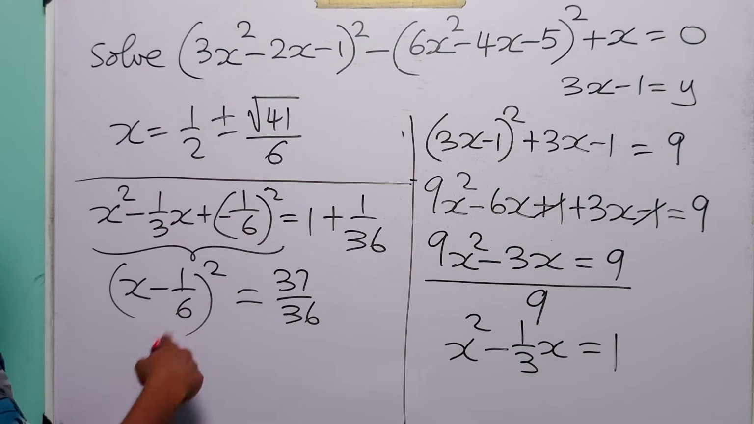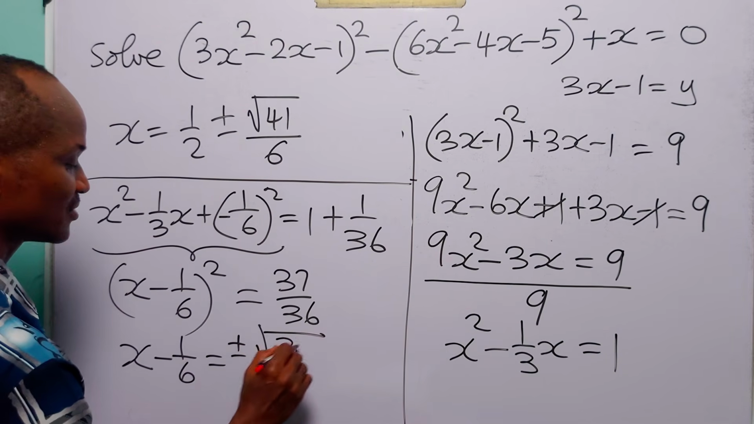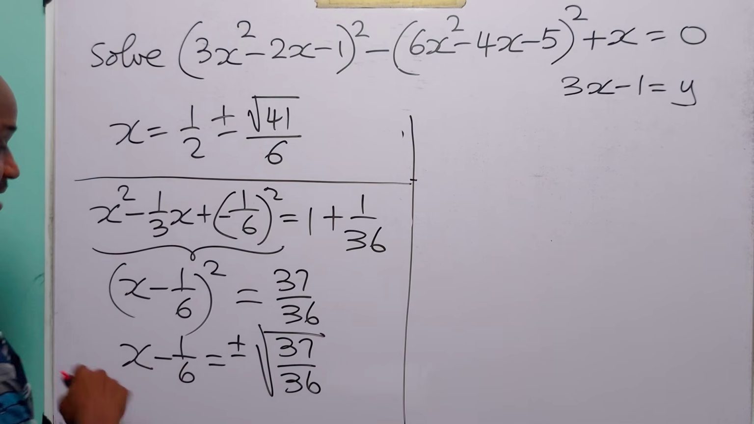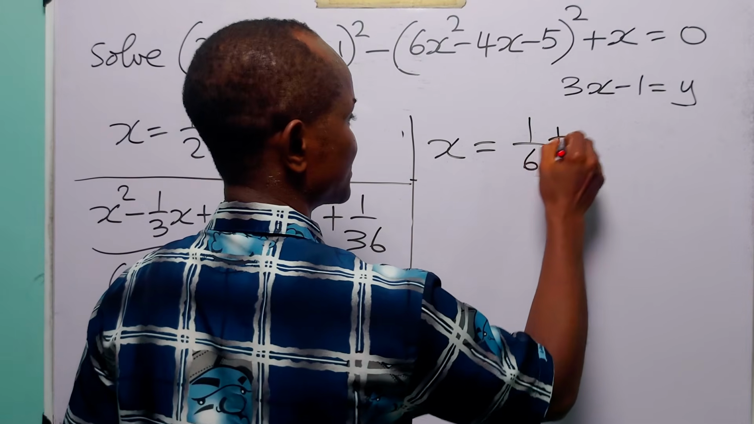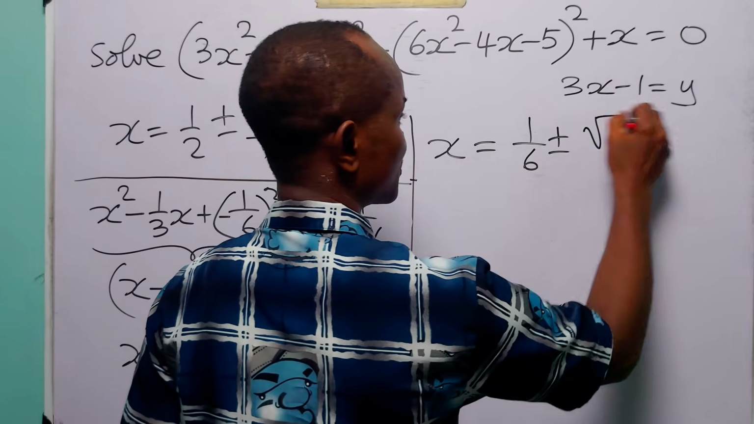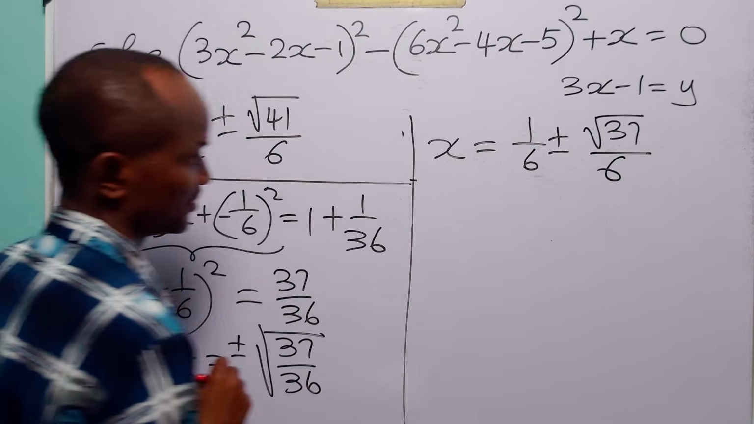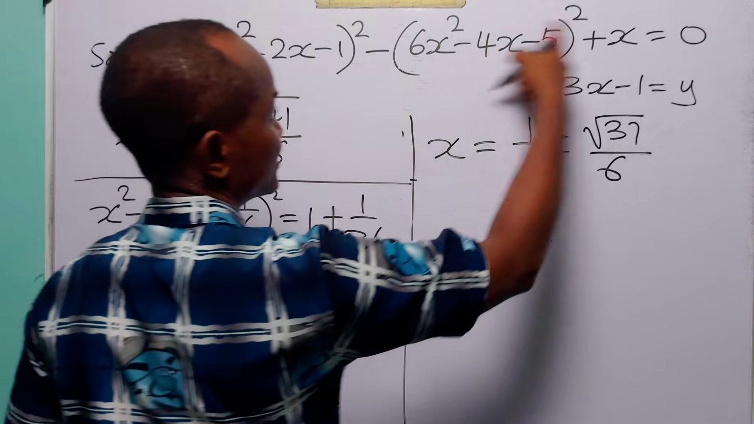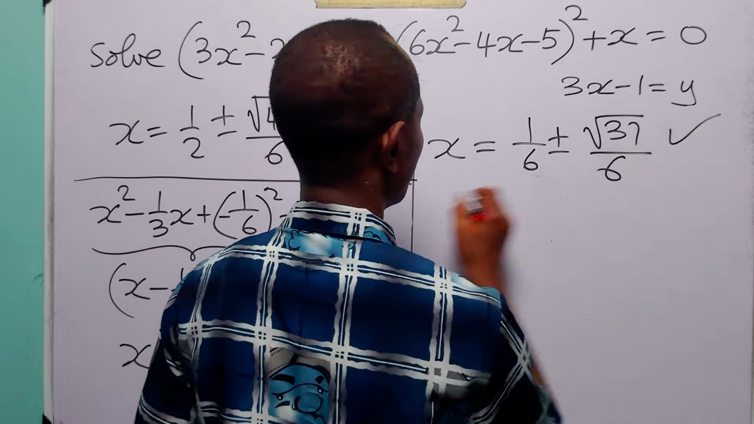Finally, we take square root of both sides of the equation, and we have that x minus 1 over 6 is equal to plus or minus the square root of 37 over 36. And from here, we have that x is equal to 1 over 6 plus or minus the square root of 37 divided by the square root of 36, which is equal to 6. So finally, we have all 4 values of x that satisfy this equation. We have this and we have that.